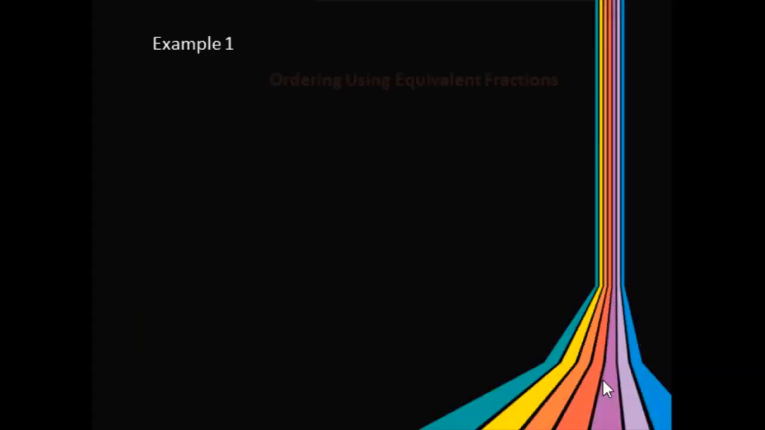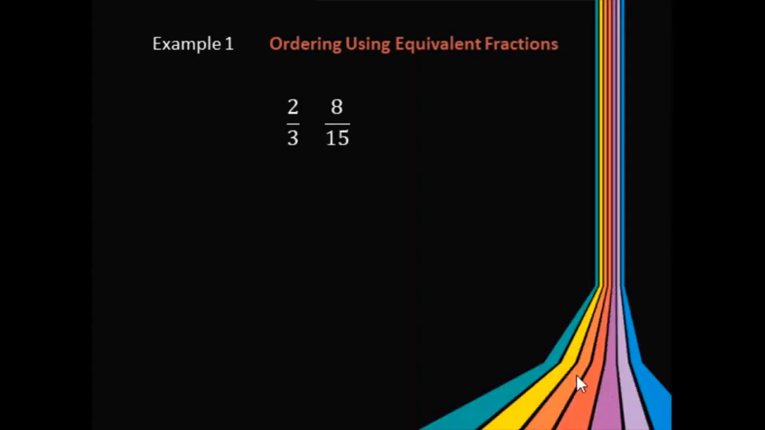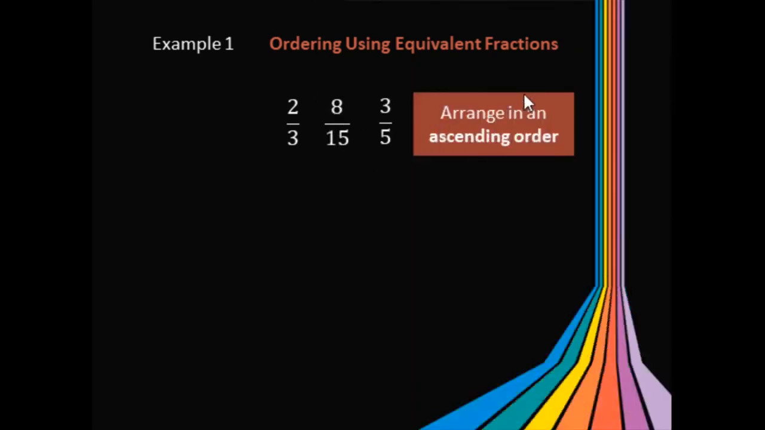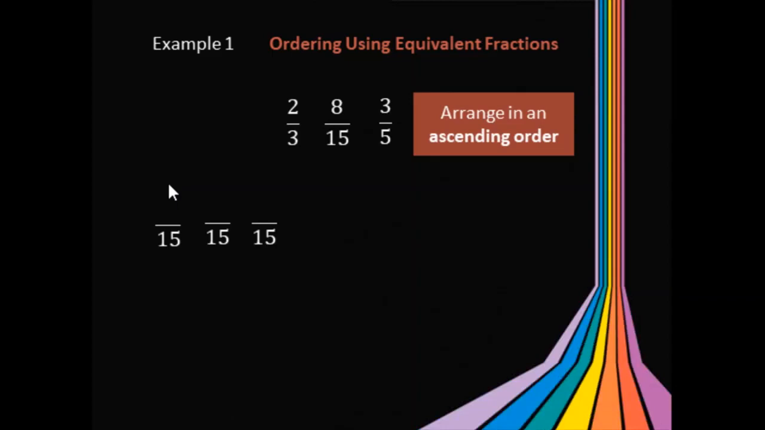Example, we have 2/3, 8/15, and 3/5. We arrange it in ascending order, that is from lowest to highest. The first thing we're going to do is to compare them using equivalent fractions. We find their common denominator, and it is 15 because 15 is divisible by all the denominators written above.